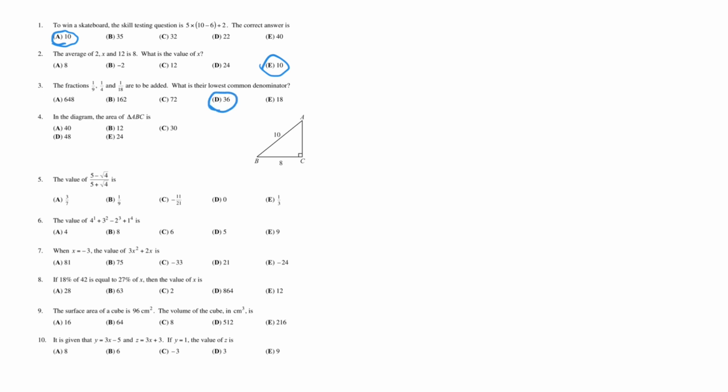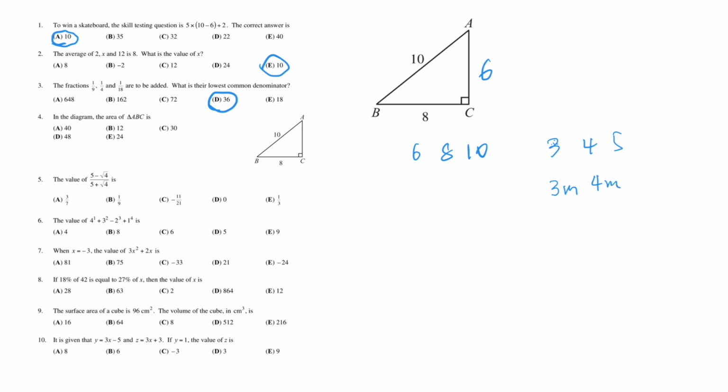Number 4. In the diagram, the area of triangle ABC is? For this one, we can easily figure out that the height is 6, because 6, 8, 10 is a Pythagorean triple. 3, 4, 5 is a Pythagorean triple, and all their multiples, 3m, 4m, 5m, are also Pythagorean triples. So 6 is 3 times 2, 8 is 4 times 2, and 10 is 5 times 2.